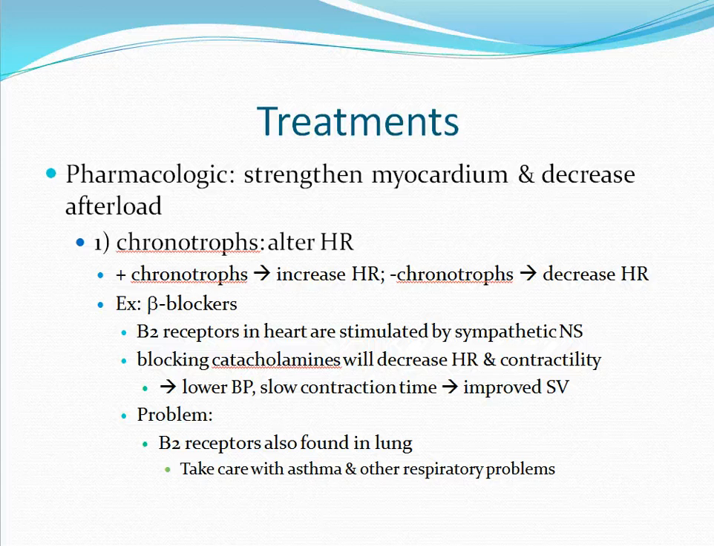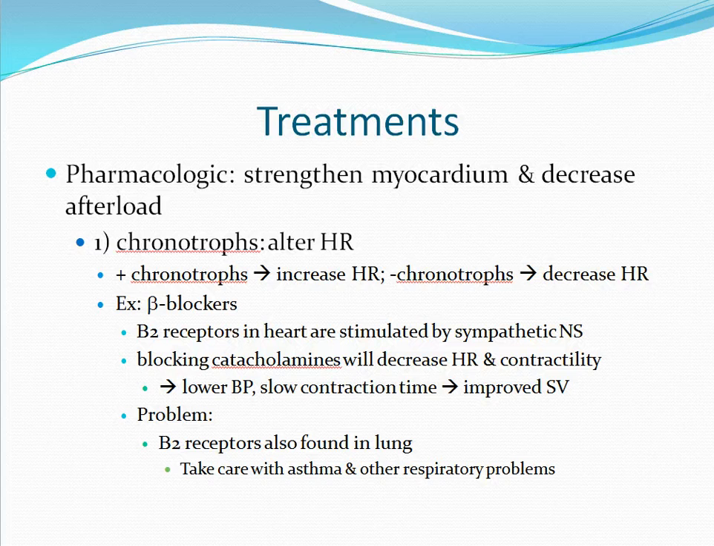There are beta 2 receptors found in the cardiac muscle, and these are stimulated by the sympathetic nervous system. Beta blockers block the catecholamines, and this will decrease the heart rate and contractility, which will lower the blood pressure, slow the contraction time, and allow more filling of the left ventricle for an improved stroke volume.